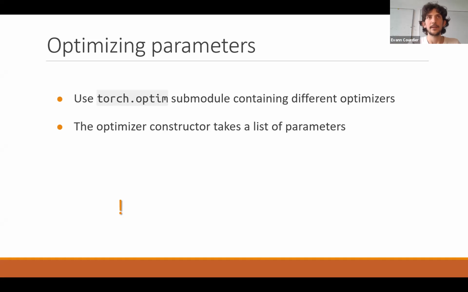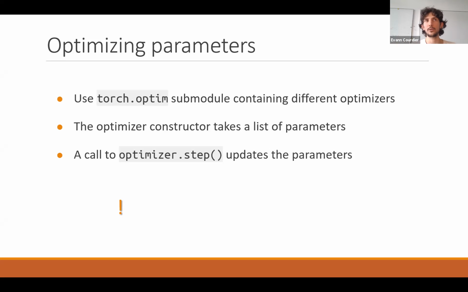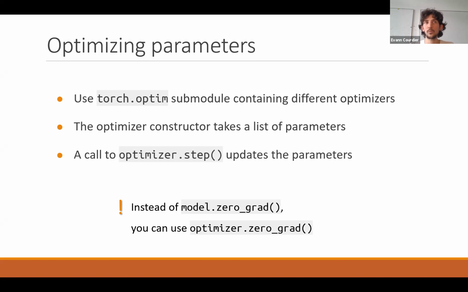And then when you want to actually do an optimization step, you can call the optimizer.step function to update the parameters. All the parameters that are passed to the optimizer will be retained inside the optimizer object, and that way the optimizer can access the gradient attributes and update their values when you call optimizer.step. Finally, we know that we have to zero the gradients, and instead of using model.zero_grad, you could also use optimizer.zero_grad. This function does the same thing for the parameters that were passed to the optimizer.